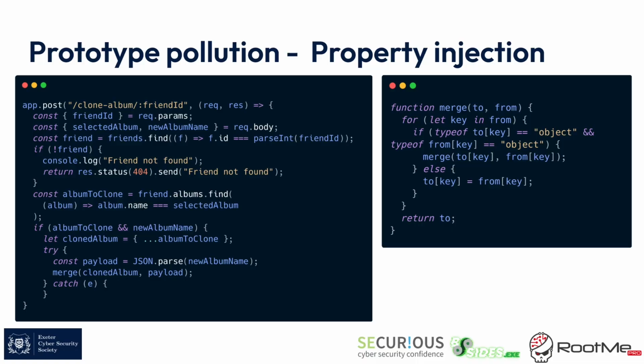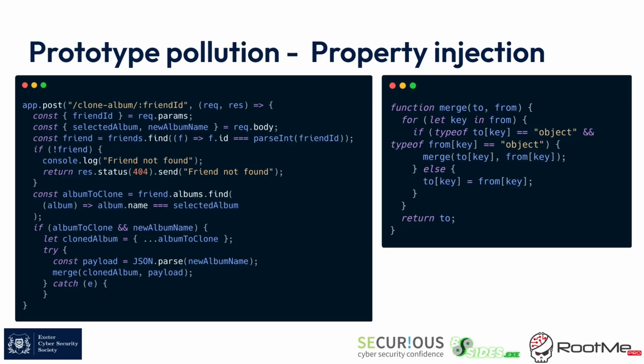Okay, so now we're going to look back at the social media website example that I showed earlier. So we can see here that there is an endpoint which is called clone album of friend ID. This is an endpoint that allows me to look at a friend that I have and clone one of their photo albums, something like that. And inside that endpoint, you can see that at the second last line, you've got merge clone album and payload.